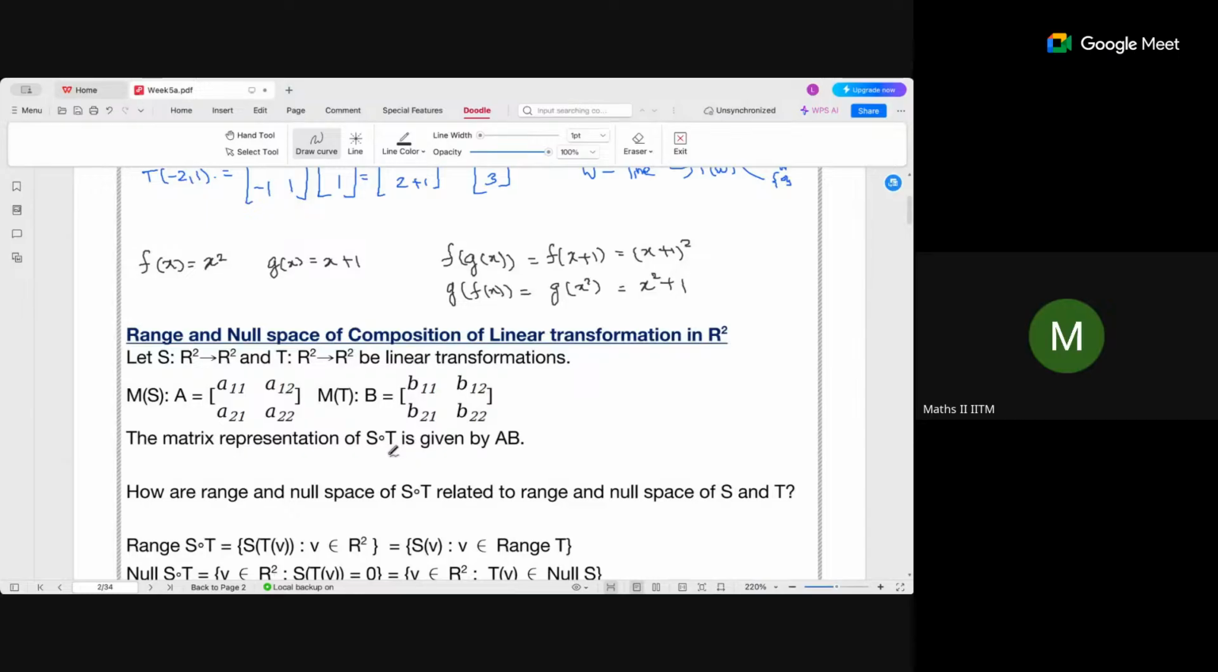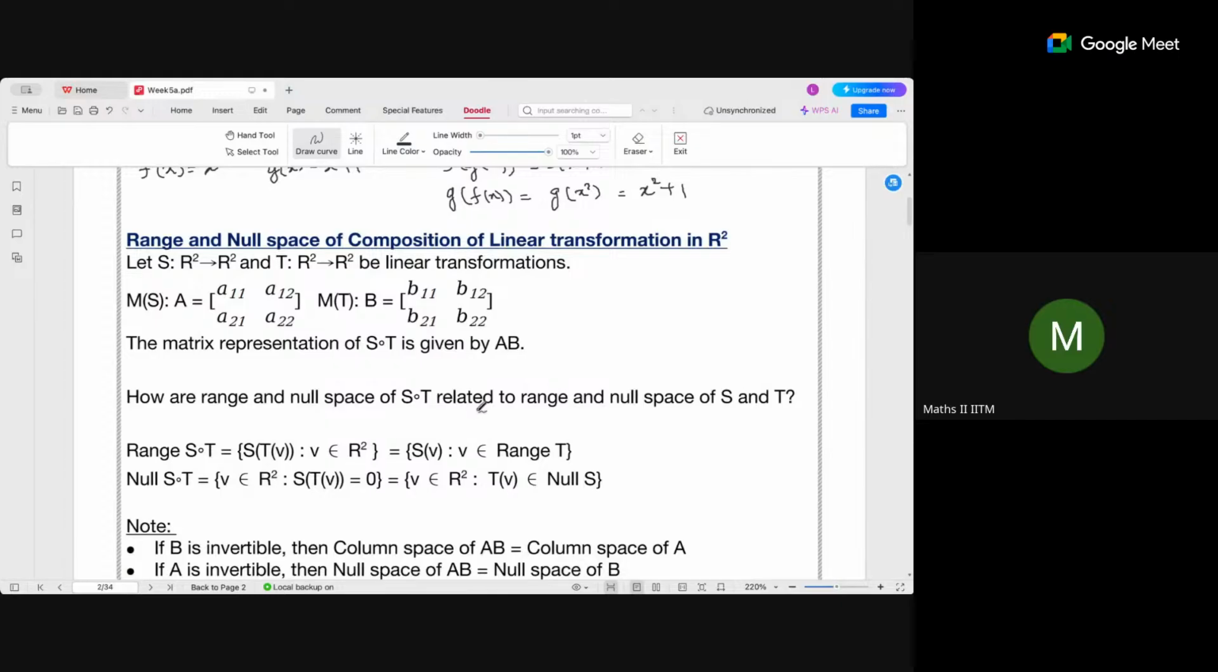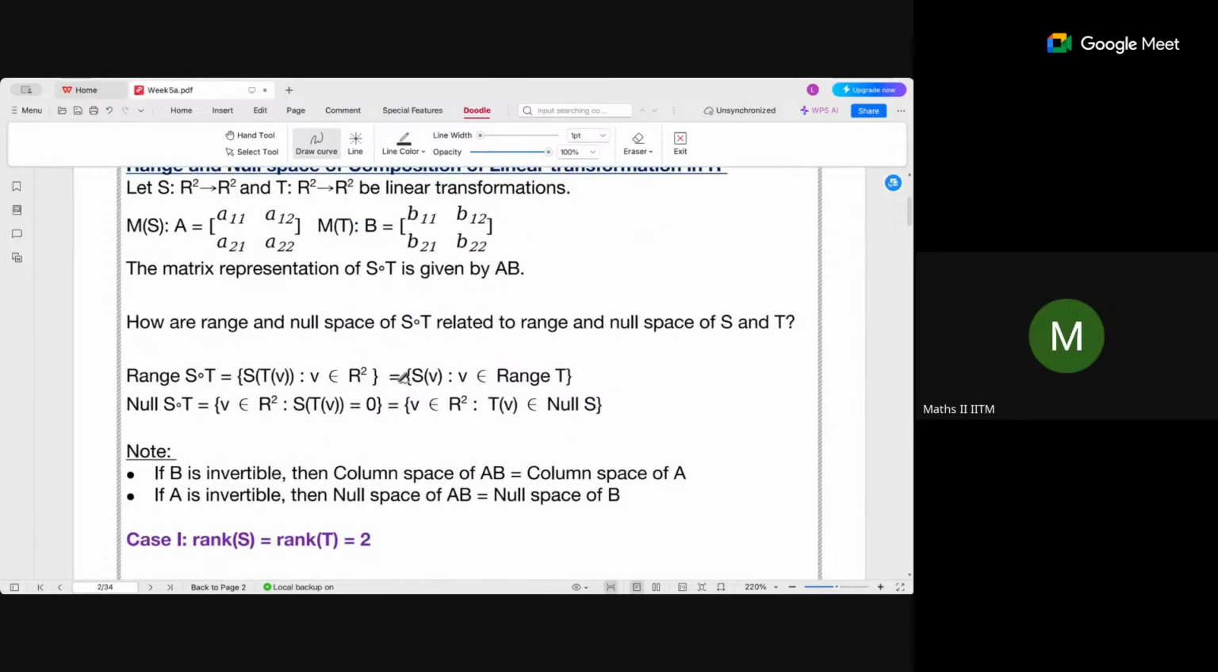And how are the range and null space of S composition T related to the range and null space of S and T? This is just rewriting the sets, so don't be too confused about this. I'll try to explain, but there are several situations where students feel this is too complicated. It is just some rearrangement of the set, so try to listen to what I'm saying, and don't worry too much if you find it complicated. Range of S composition T, according to the definition, what is the range of any transformation?